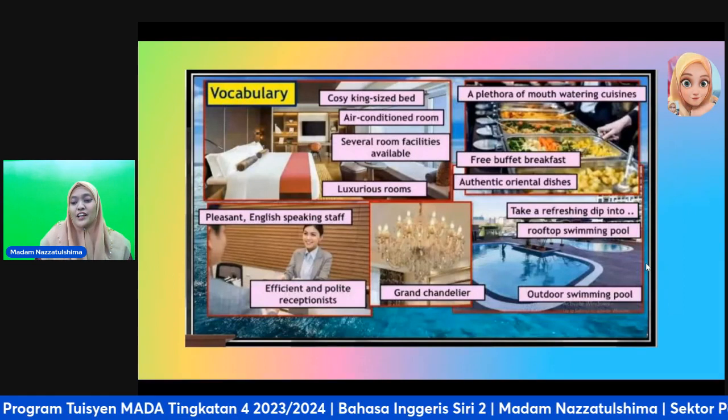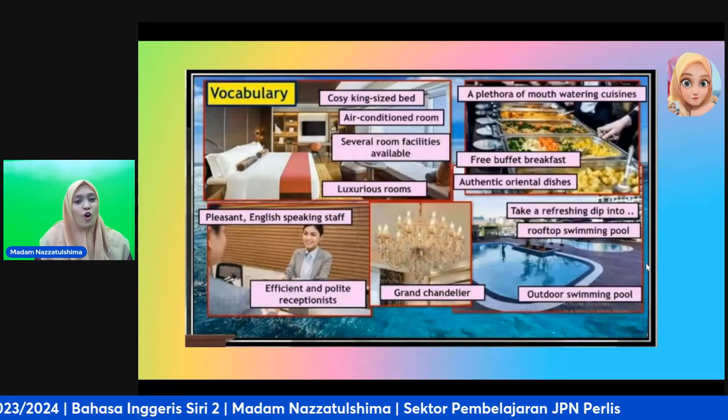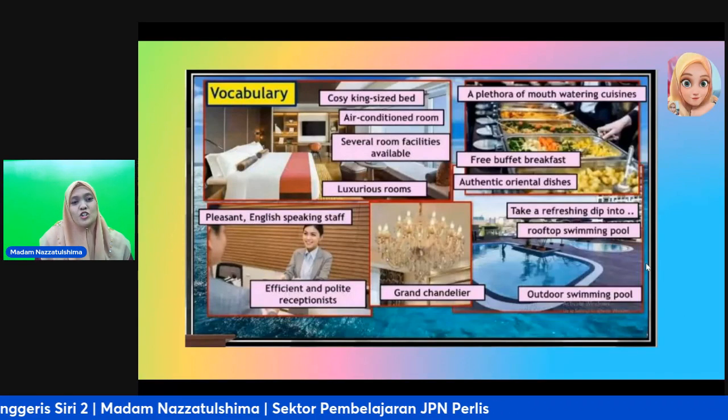Next one. These are the basic vocabularies that you can use for a hotel or homestay or chalet review. Sorry.